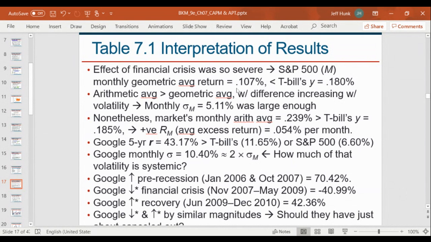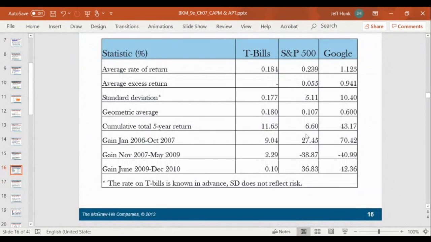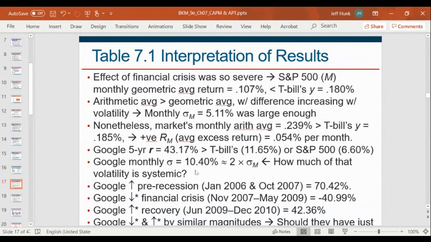S&P 500 monthly geometric average return was 0.107, which was even less than the T-bills return, right? And the arithmetic average was even greater than the geometric average, which is normally the case, with the difference increasing with volatility. Monthly standard deviation of the market was 5.11%, which was large enough. Nonetheless, the market's monthly arithmetic average was 0.239%, which is greater than T-bills.